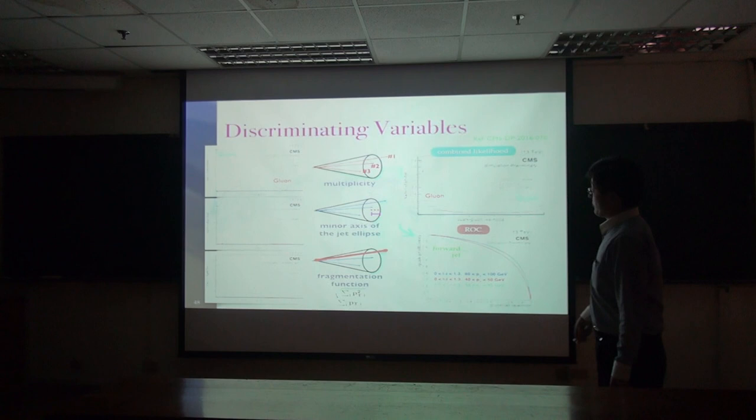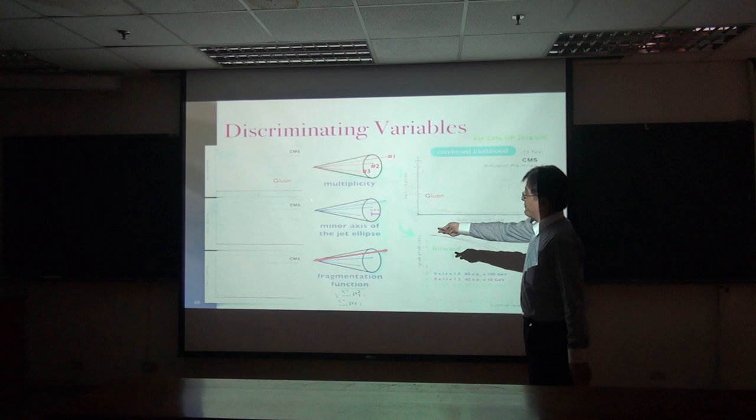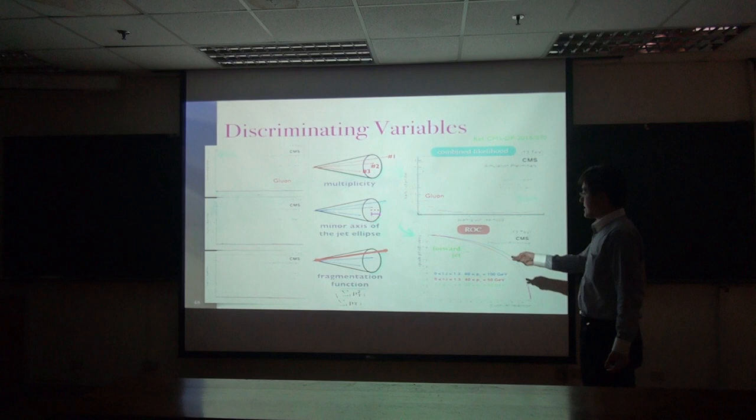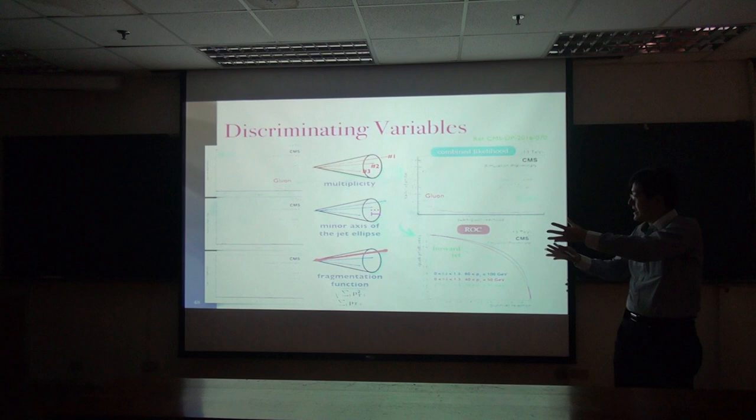One is what we call multiplicity, by counting how many particles we find within a cone. And again, it's very hard to see. Sorry, it's probably too bright. Anyway, gluon and quarks have different counts of particles. The second thing is, the jet comes with a cone, but we can actually try to calculate the shape of this cone. It can be more or less like an ellipse. One can calculate the minor axis distance compared to the larger one, and plot it.